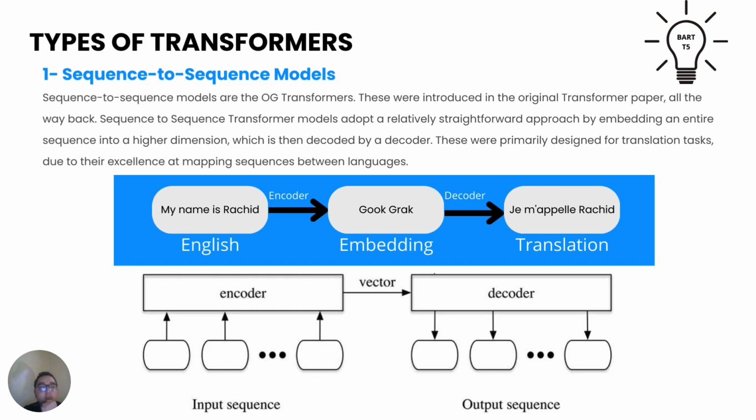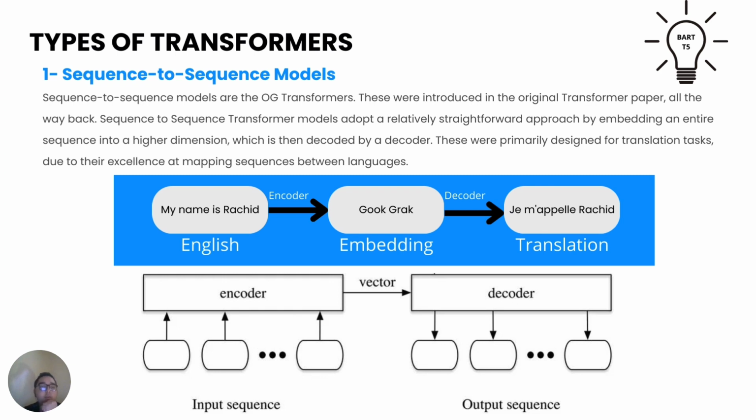All the way back, sequence-to-sequence transformer models adopt a relatively straightforward approach by embedding an entire sequence into a higher dimension, which is then decoded by a decoder. These were primarily designed for translation tasks due to their excellence at mapping sequences between languages.